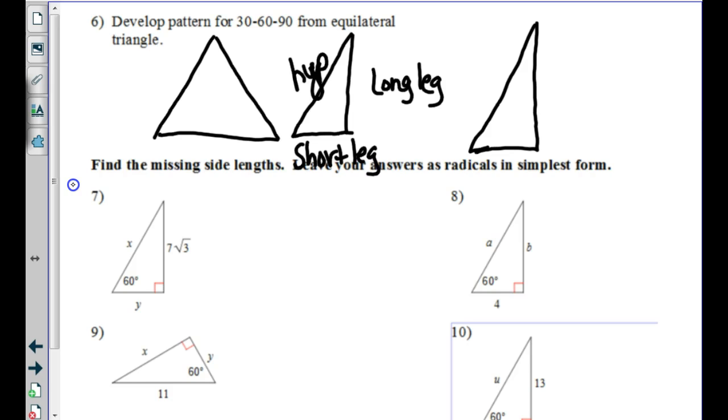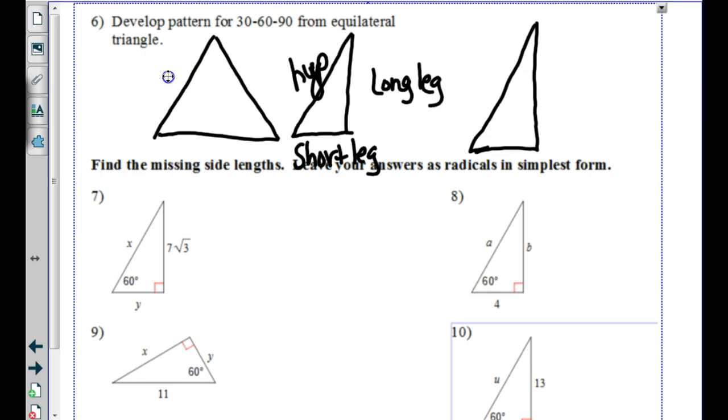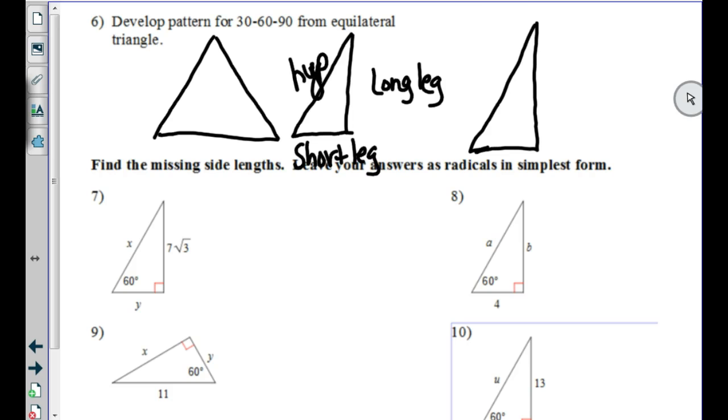Okay, the other pattern comes from an equilateral triangle. If you have an equilateral triangle, all the sides are the same. Remember, I talked about this briefly the first day of the semester. Rather than calling them X, X and X, we call them 2X just because when I cut it in half, this will be a 1X. So this hypotenuse is going to be twice as long as this short leg that is opposite of a 30-degree angle. So this is called the short leg. It's X. The hypotenuse is 2X.